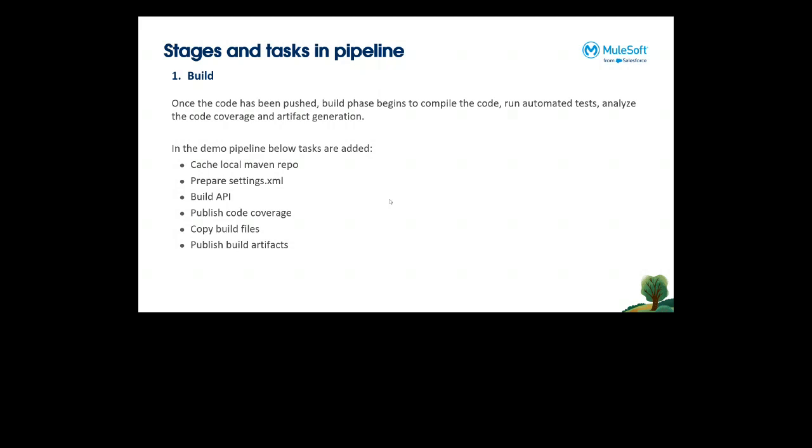Copy build files. We are copying those build files to a different directory. Then we are publishing those build artifacts to our pipeline artifacts so that those artifacts could be used in our deploy stage. Next, we have the deploy stage. Once the artifact has been published by the last task, the deploy stage will take that and run the Maven deploy command to deploy it to the MuleSoft environment.